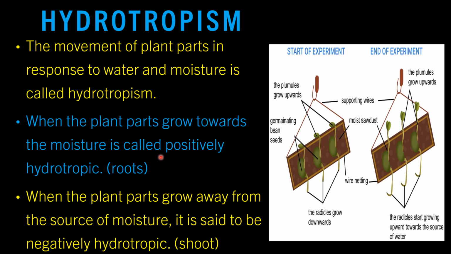Roots are positively hydrotropic. When plant parts grow away from the source of moisture, they are said to be negatively hydrotropic. Shoots are negatively hydrotropic.